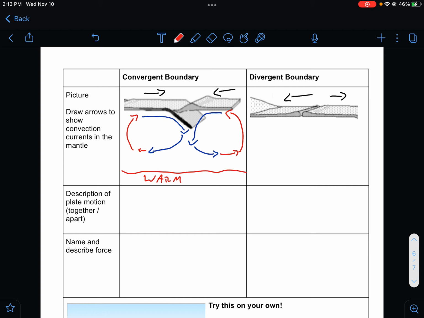So the warm comes up, gets far away from that hot part of the mantle, and then it comes down on the other side, and it's dragging that plate with it. It's pulling that plate with it, crashing into the other one, and then it's going to heat back up and keep going. So that's what our convection would look like for our convergent boundary.